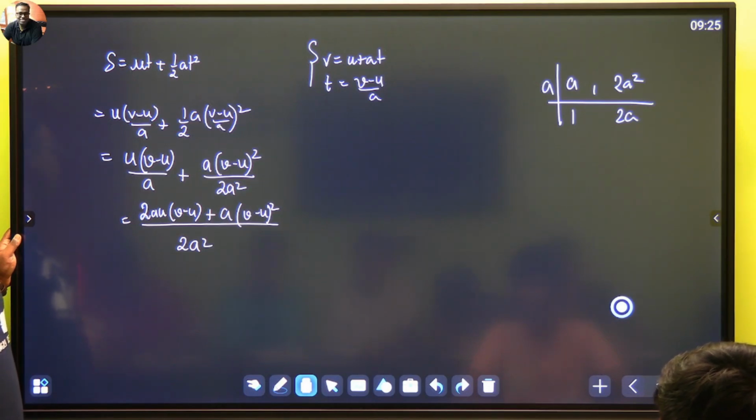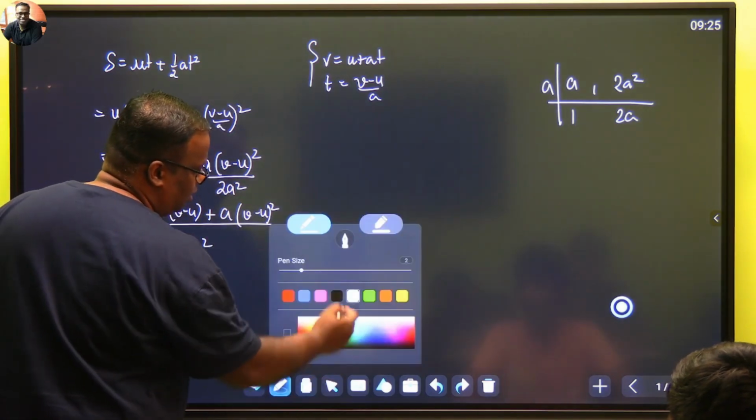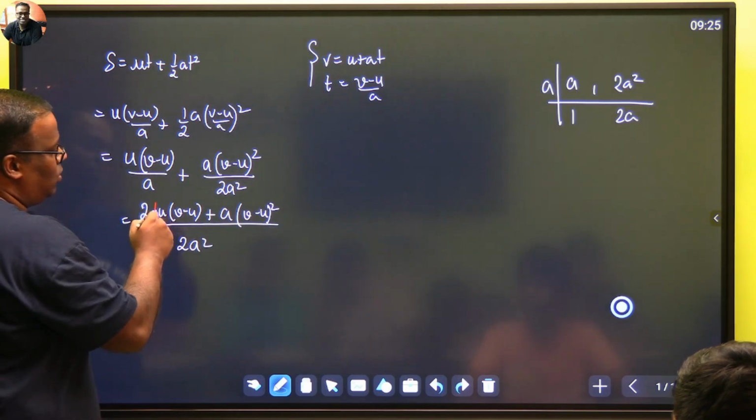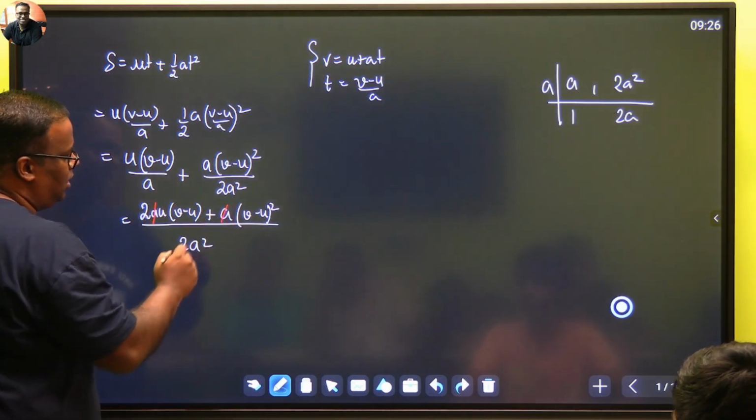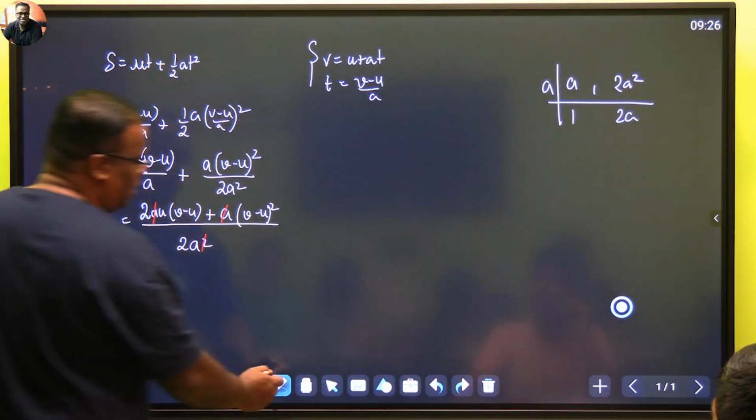हो गया एलसीएम. Now what we can do? We can straight away take out this a. इस a को निकाल दो, इस a को निकाल देते हैं और यहाँ से स्क्वायर से एक निकाल देते हैं. क्लियर? चलिए अब आगे बढ़िए.